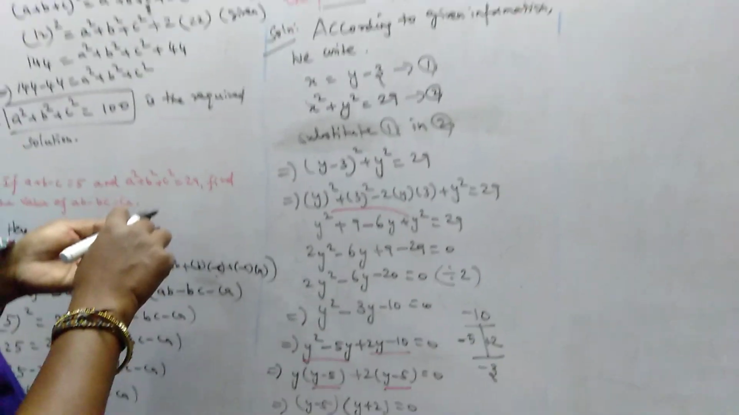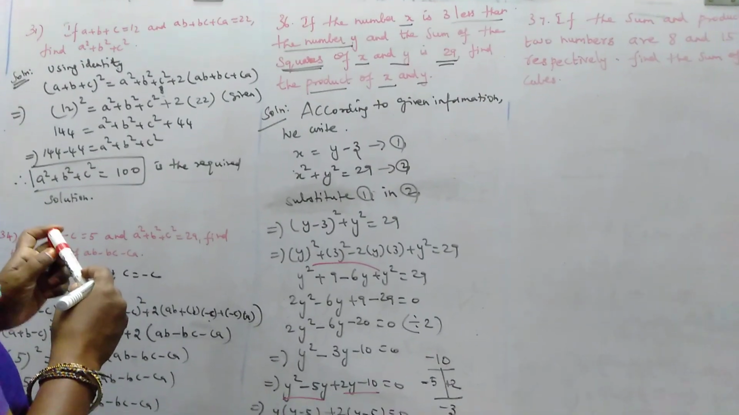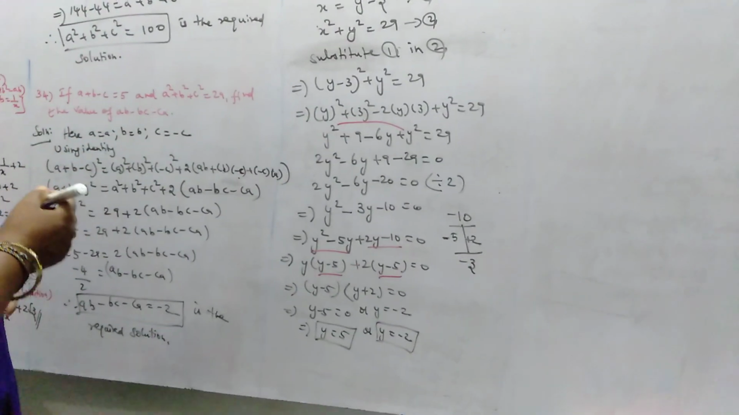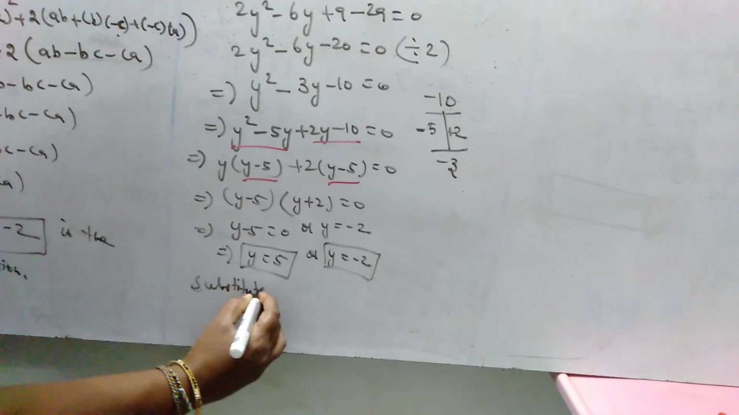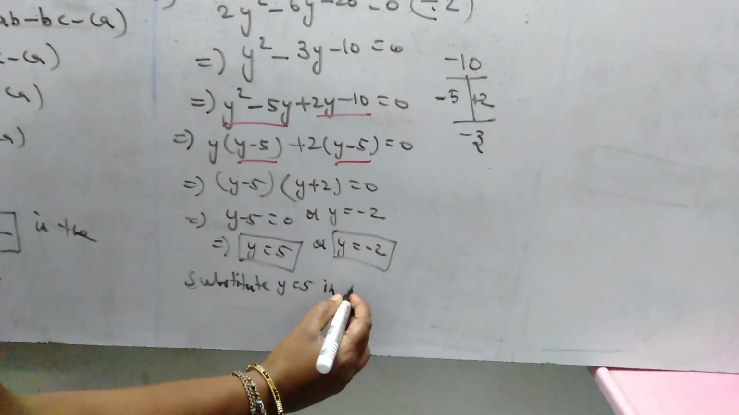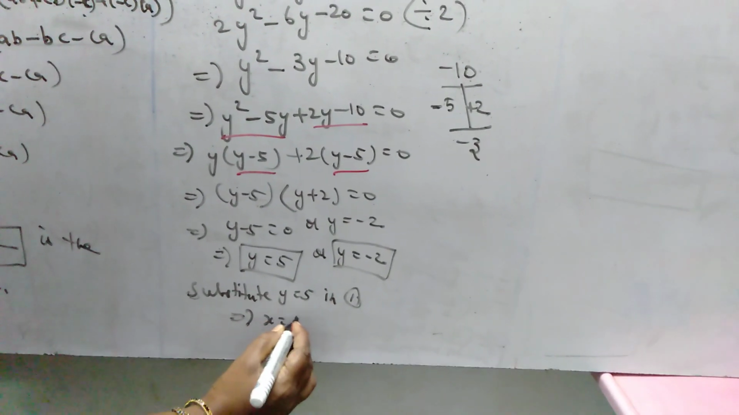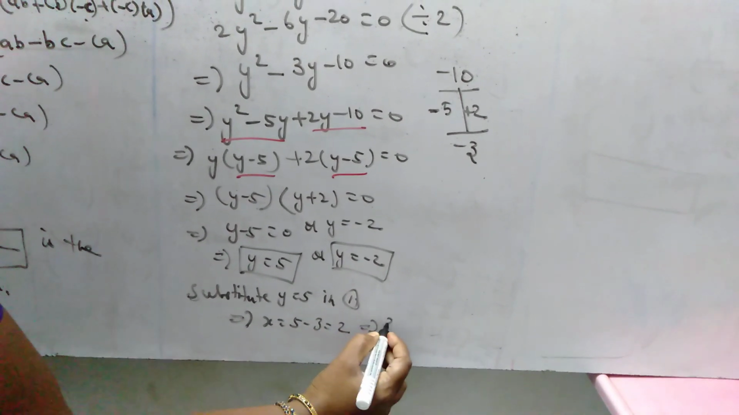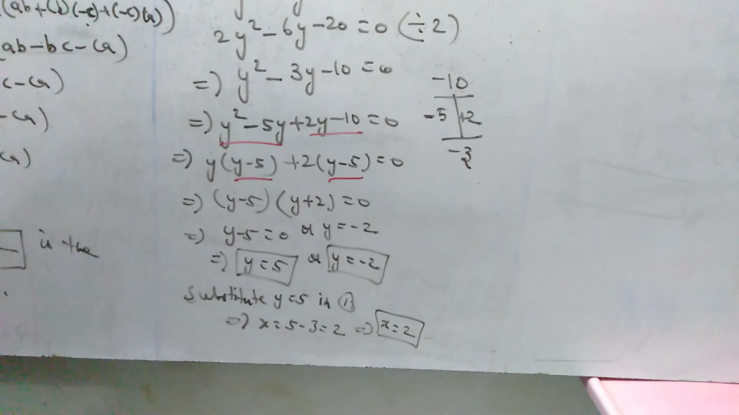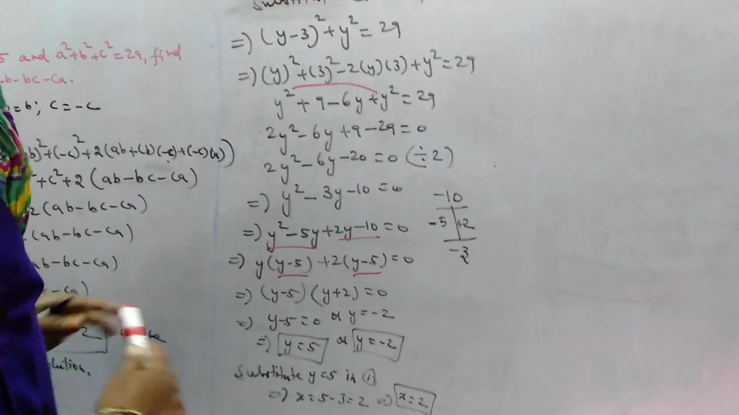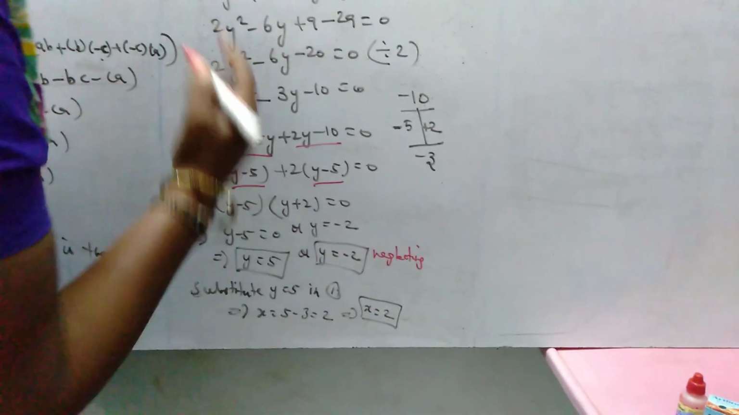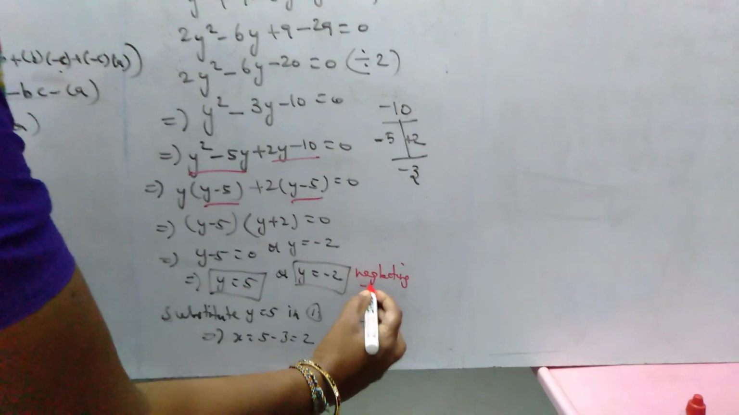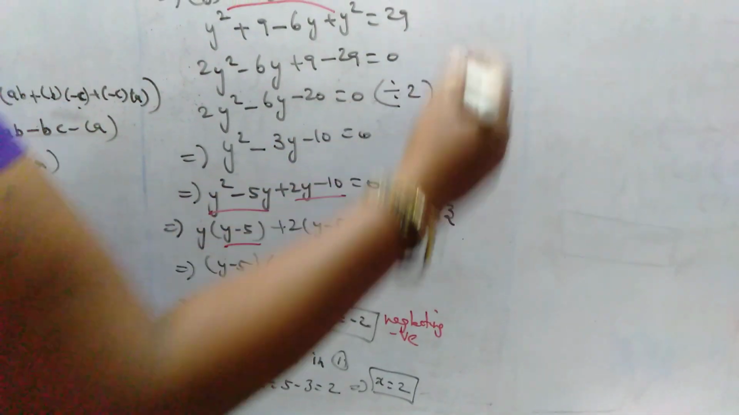So what we are going to do here is take the positive value, if it satisfies the condition. Substitute y equal to 5 in equation 1. So x is equal to 5 minus 3 equals 2. Which implies x is equal to 2. Here neglecting negative, so neglecting negative. The product value will be positive.